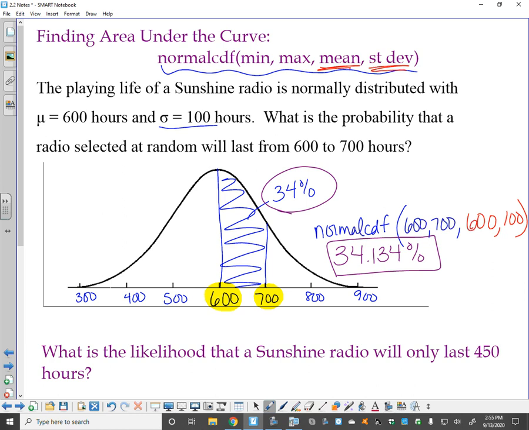Okay, what is the likelihood that a sunshine radio will only last 450 hours? Well, guys, 450 hours is not on one of my standard deviations. It's 1.5 standard deviations below the mean. So that's where that 68, 95, 99.7 rule is not going to be helpful at all.